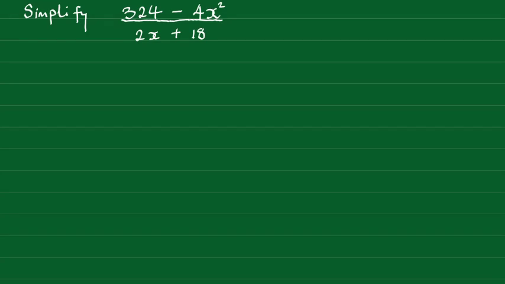We have this question from JAMB 1989, question 18, where we are asked to simplify (324 minus 4x squared) divided by (2x plus 18). Quickly, we dive into this by writing solution.